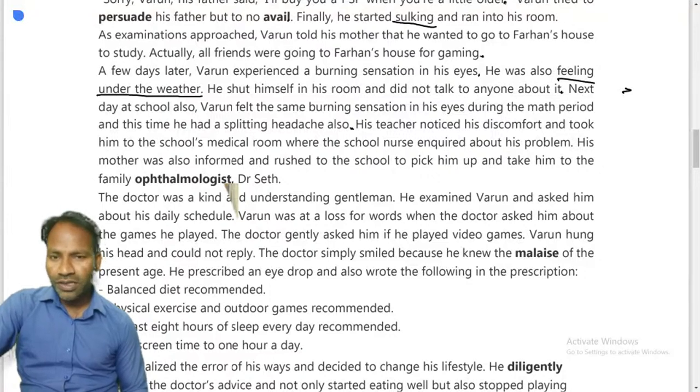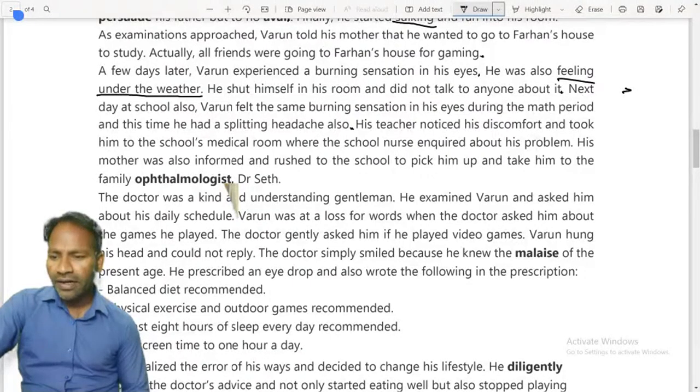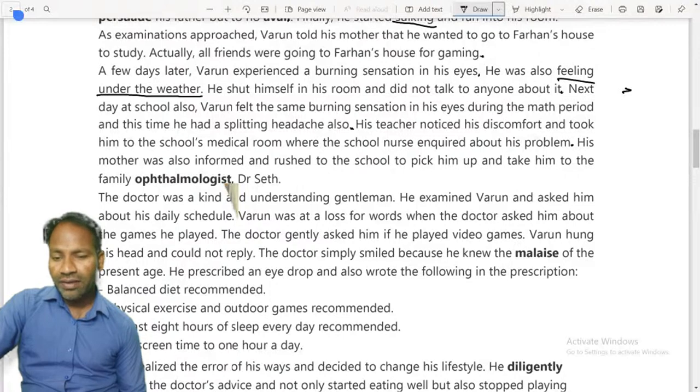So the teacher noticed his discomfort and took him to the school's medical room, or the sick room, where the school nurse inquired, "Varun, what happened?" about his problem. His mother was also informed. The nurse, from the school authority, called his mother and told her to pick up her child, as he had some problem in his eyes.